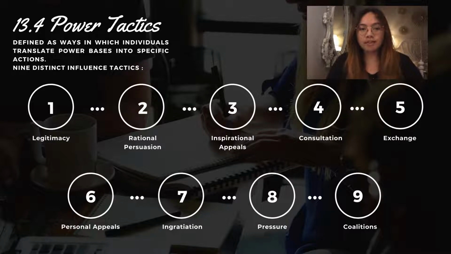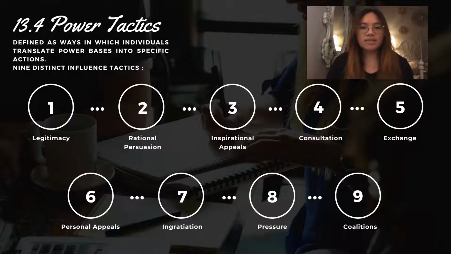So what are power tactics? Power tactics are ways in which individuals translate power bases into specific actions. Research has identified nine distinct influence tactics. The first one is legitimacy. Legitimacy means relying on your authority position or saying a request accords with organizational policies or rules. Next, there is rational persuasion. It is presenting logical arguments and factual evidence to demonstrate a request is reasonable.